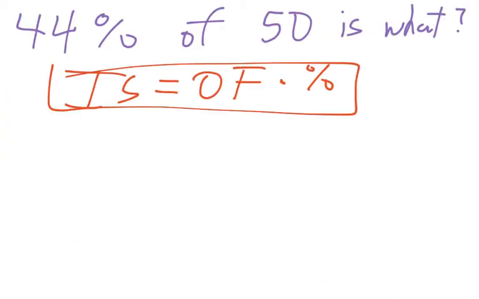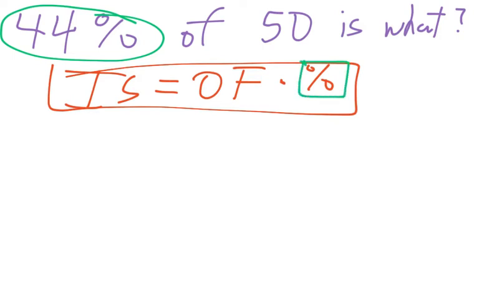So our second example is 44% of 50 is what? Okay, so let's go through and label in our problem what we're given. Well, we're given 44%. Now, anytime you see the percent symbol, that's your percent. Now, when we're using this equation, though, this value in the equation is a decimal. So you actually want to make that percent a decimal.